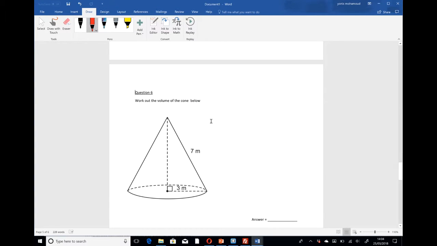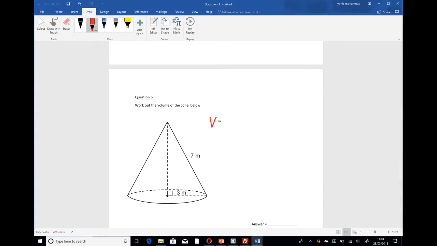So here's another formula for you to memorize, which is volume is equal to 1/3 pi r squared h. Let's put in those various values into the formula. The radius is equal to 3, so square that, times the height of 7. So 1/3 times pi times 3 squared, which is 9. So 9 times 7 is 63.